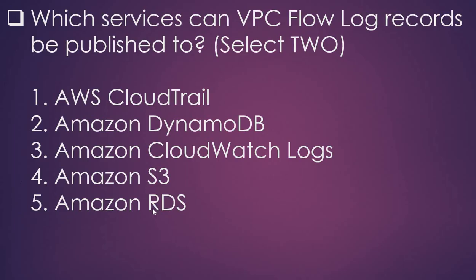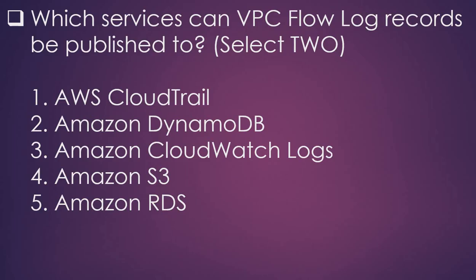And next is Amazon RDS. RDS is a relational database, which you can configure like MySQL, PostgreSQL. So that could not be the correct answer. So there are two possible answers. First is Amazon CloudWatch Logs and second is Amazon S3. Now you can see what you have selected. Match. The correct answer is Amazon CloudWatch Logs and Amazon S3.